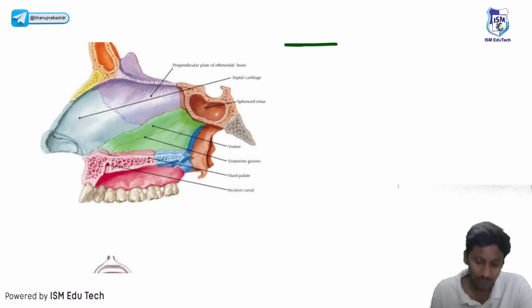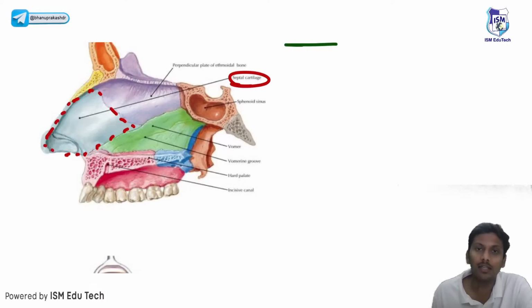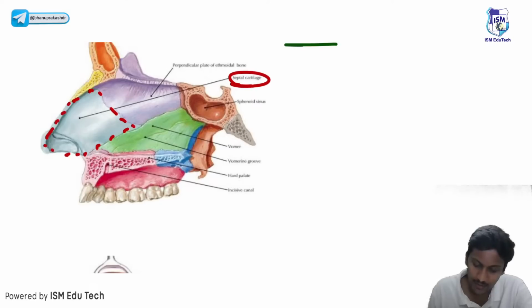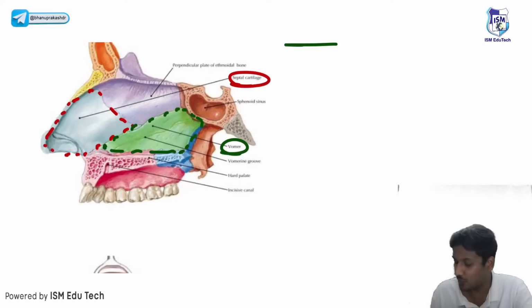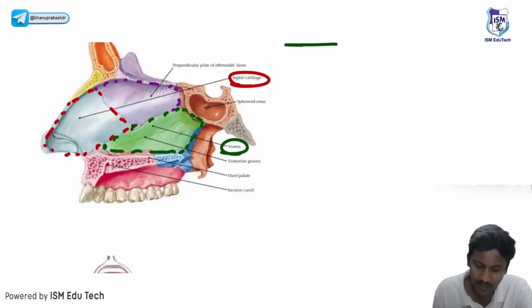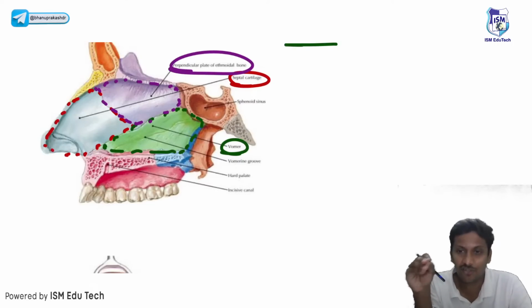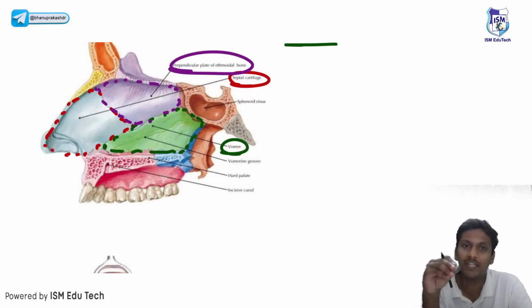The sky blue colored one, the one I'm highlighting right now, is your septal or the quadrangular cartilage. This is one major component. Next is this green colored small bone, the second major contribution, and it is known as the vomer bone. And the third one, this purple colored structure, is nothing else but the perpendicular plate of ethmoid bone. So these are the major three structures which form the nasal septum or the medial wall of the nose.